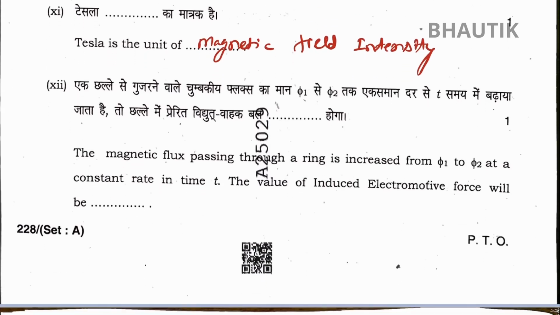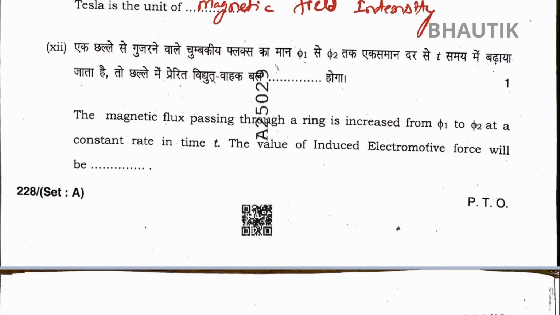Next, the magnetic flux passing through a ring is increased from phi 1 to phi 2 at a constant rate in time t. The value of induced electromotive force will be. We know that induced electromotive force is the change in flux divided by time, and that is opposite to the change. So we can write E is equal to minus (phi 2 minus phi 1) divided by t. So this is the simple relation for that.